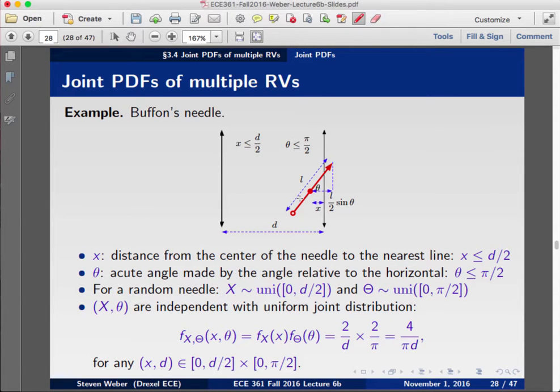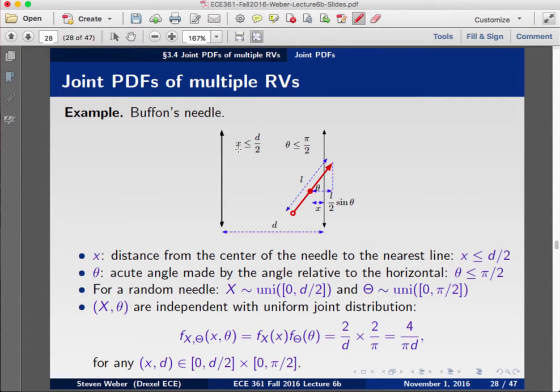Now, I'm defining two key variables. So I'm going to drop this needle uniformly at random. And what that means is that it can end up in any position whatsoever with equal probability. To make that more precise, we're going to understand what it means to characterize the position of the needle. Well, we're going to do that with a pair of variables.